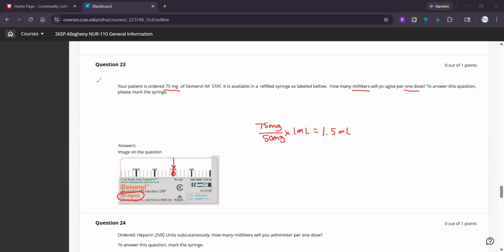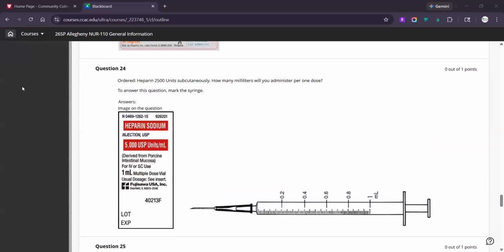Ready? Back, come on down to 24. That's another syringe marking type question.